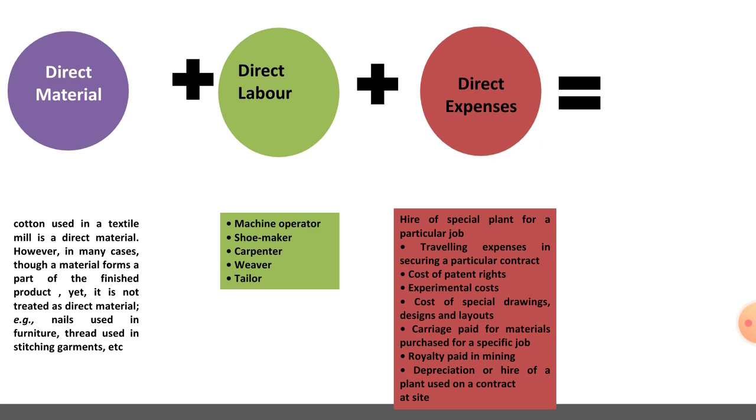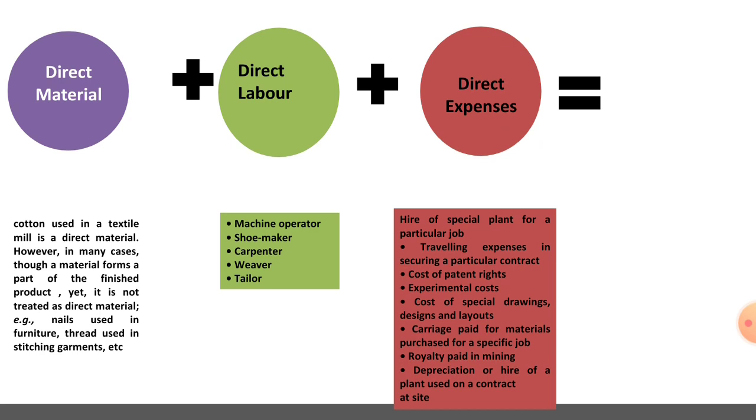Now the second element is direct labor. Direct labor are the human resources of an organization, those who are converting the raw material into the finished product. So the actual persons who are working in the manufacturing sector get a remuneration. Here are a few examples of direct labor: machine operator, shoemaker, weaver, tailor. These are the actual persons who are converting the raw material into finished product.